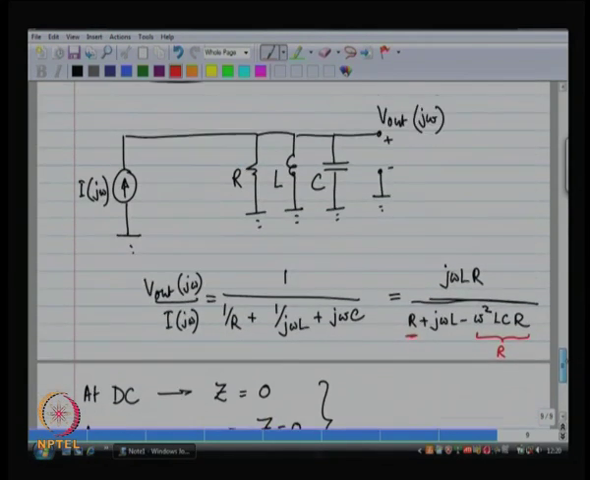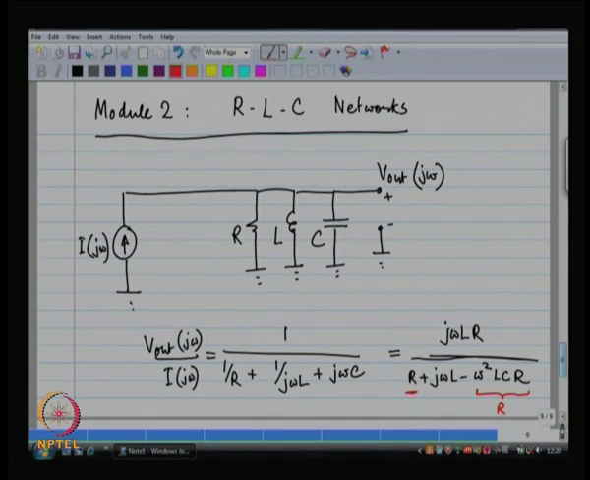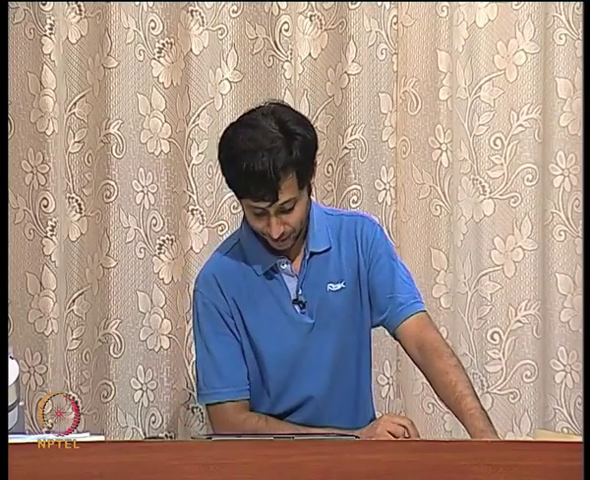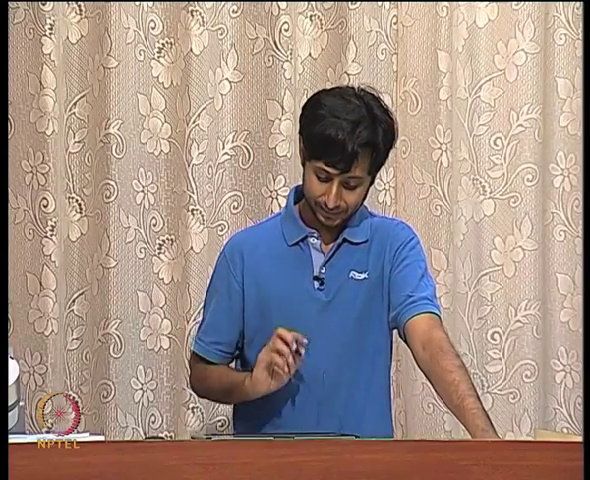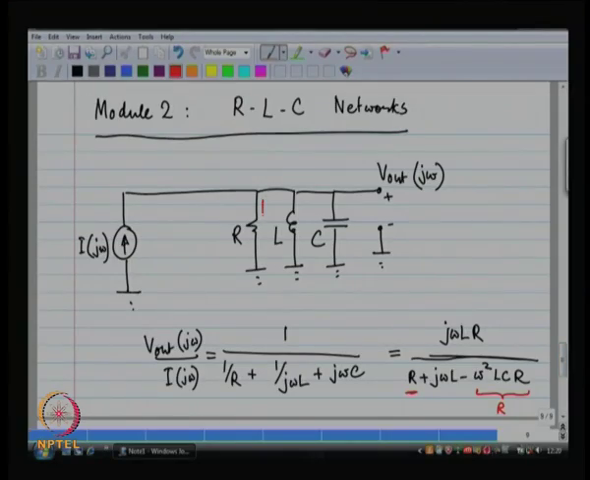So, this is my expression. Now, ordinarily this should be the end of the story, right, and this is where I should be concluding this module and going to the next chapter, but no, there is a lot to study in this. What we need to look at are the currents going through the resistor, through the inductor and through the capacitor at resonance.